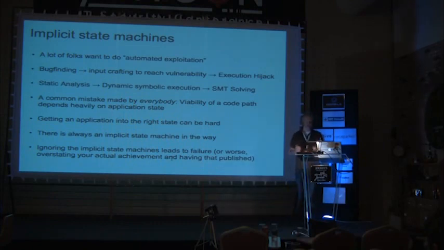So you see a lot of academic papers on automated exploitation. And they usually want to build the dream pipeline of every vulnerability researcher, where you throw a program in at the beginning and it starts doing static analysis to find bugs, and then tries to automatically do input crafting to reach the vulnerability, and then it tries to automatically do an execution hijack. That's what everybody's pipe dream is. And then they argue about, okay, we can build this, we can do dynamic symbolic execution, we can ask an SMT solver to build input for a particular path.